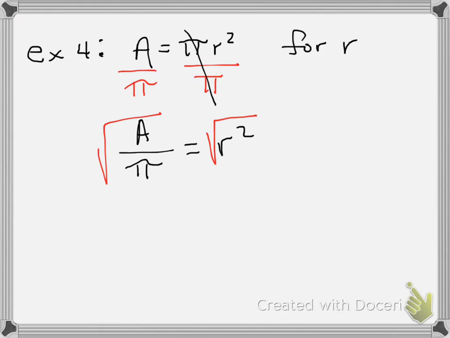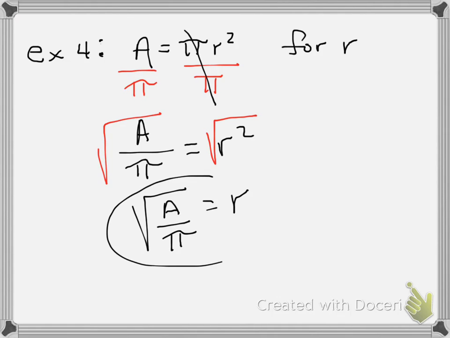Okay, so what the square root means here is what letter times itself will give me R squared. Well, you should say that it's R. Over here we have the square root of A divided by pi, and so this would be my answer.